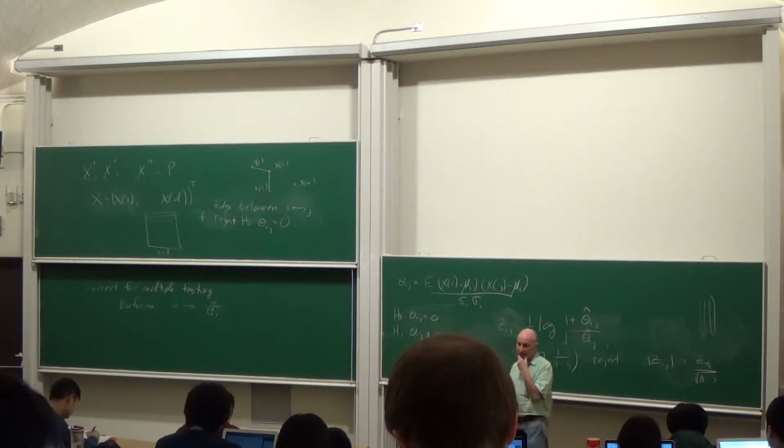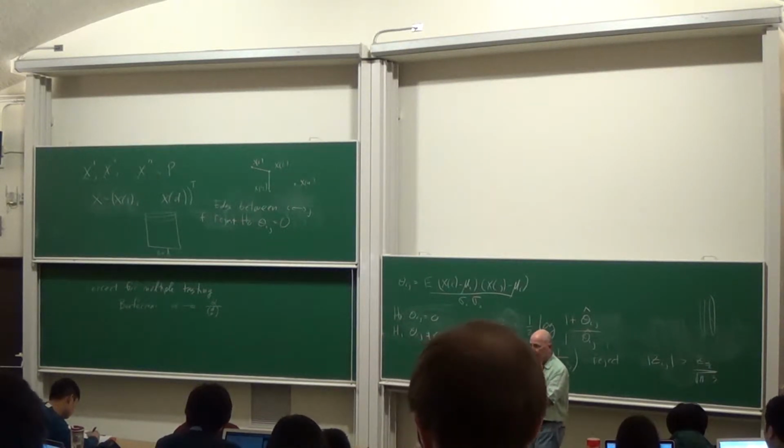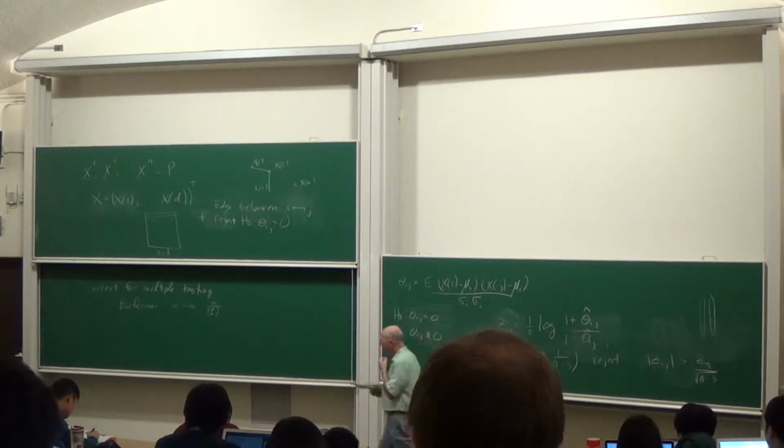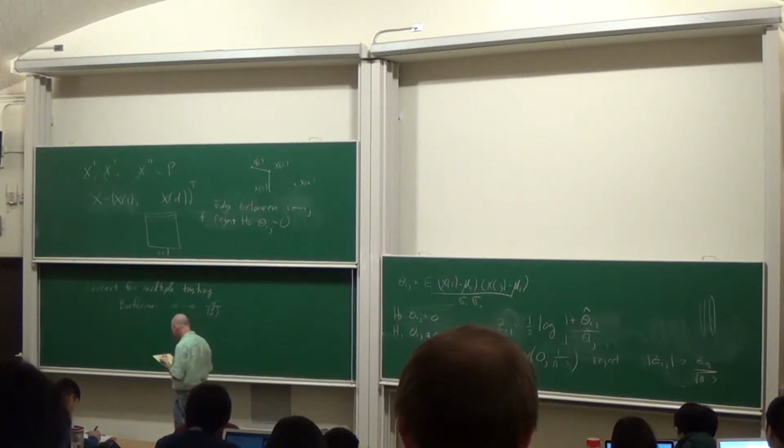You're going to lose power, right? It's going to be harder to reject in a very large graph. There are other ways to correct.